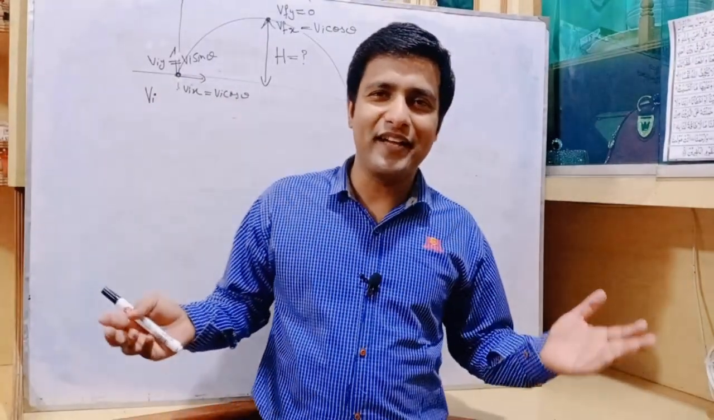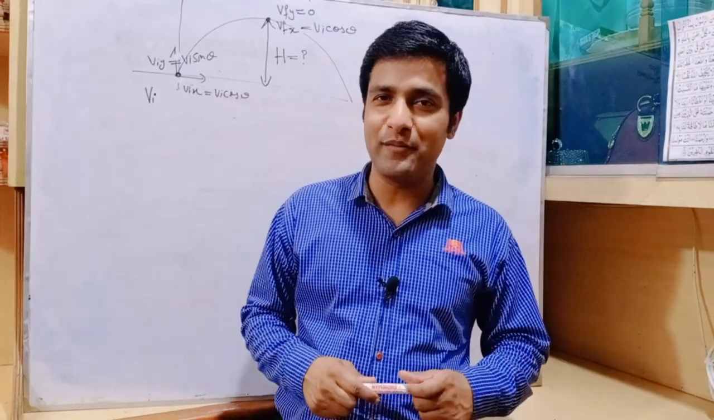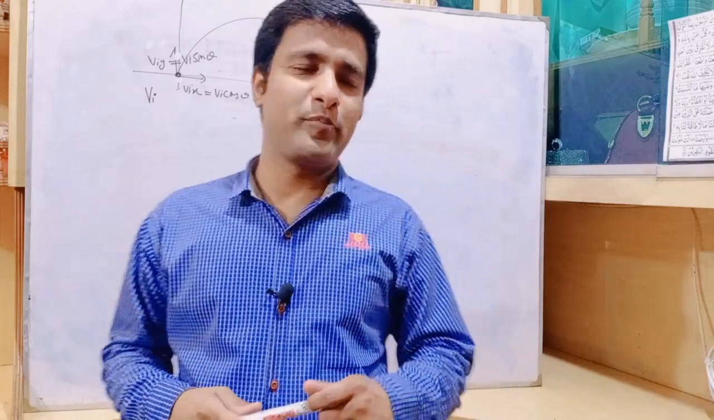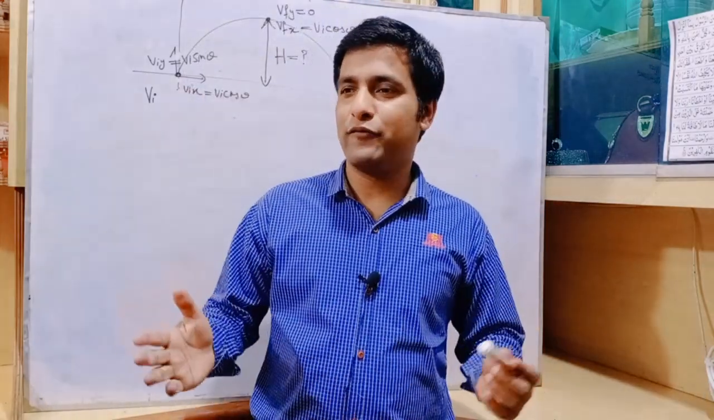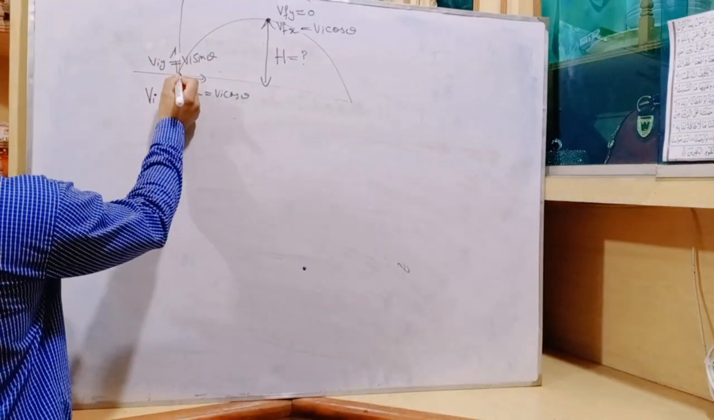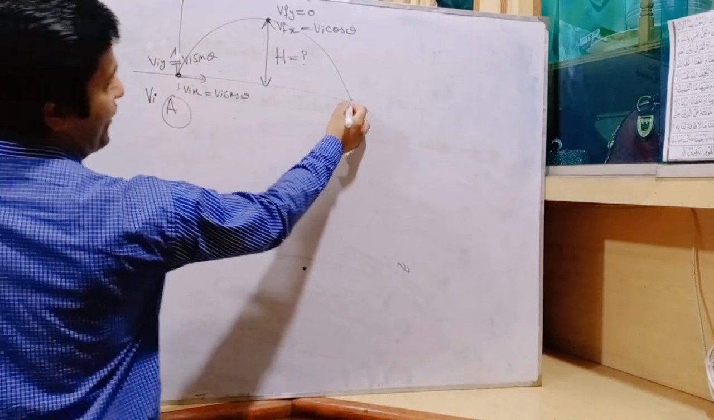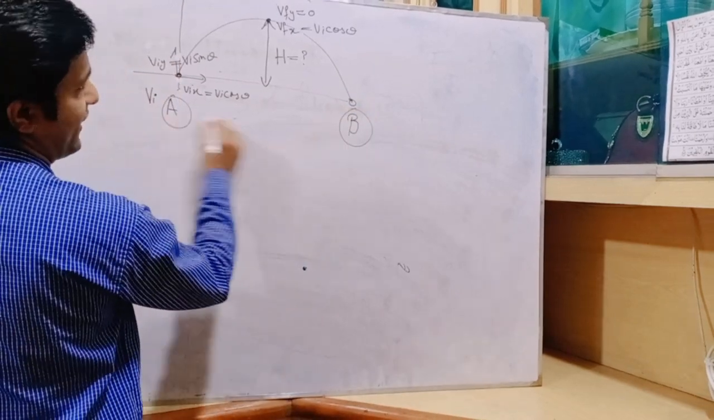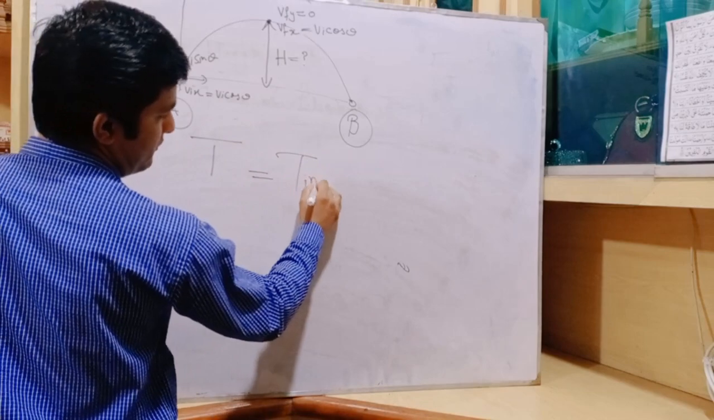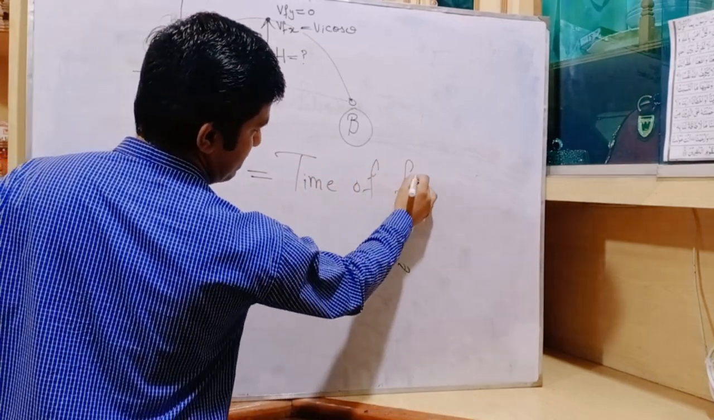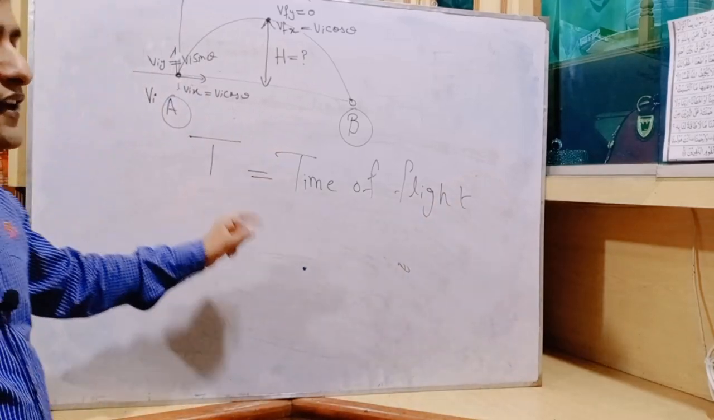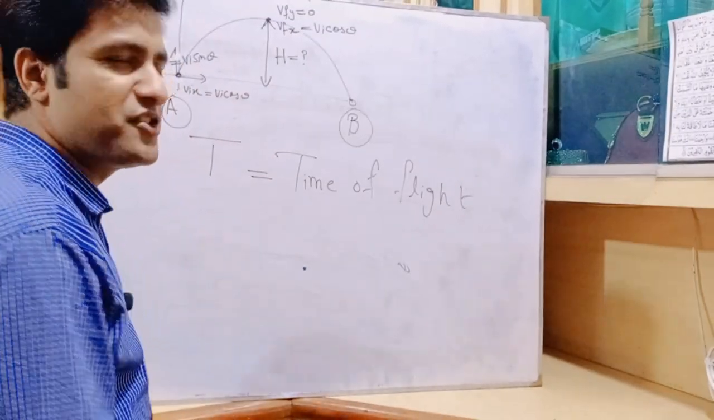What is time of flight? Time of flight is the time during which the projectile remains in the air. It is the time taken for a projectile to travel from the place of projection to the point where it hits the ground. From this point A to this point B, the total time taken is T. That we are calling time of flight. So, in order to find time of flight, we can apply the second equation of motion.